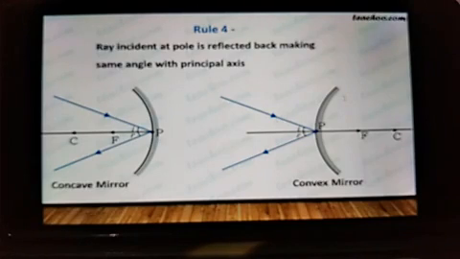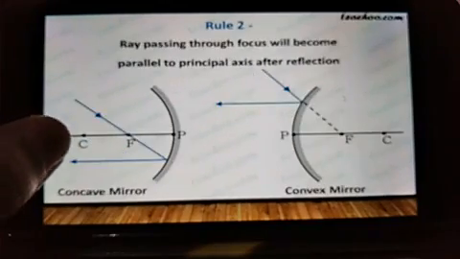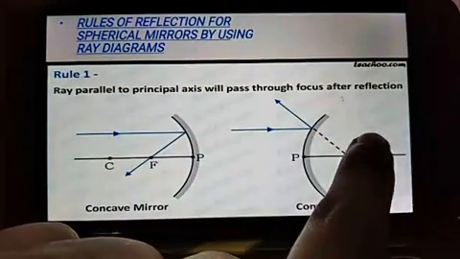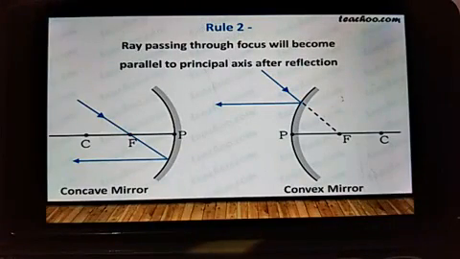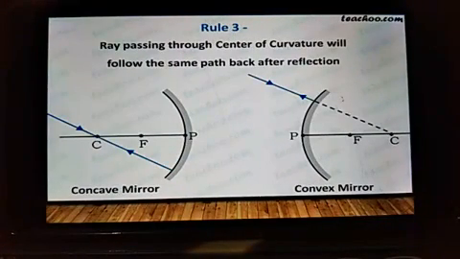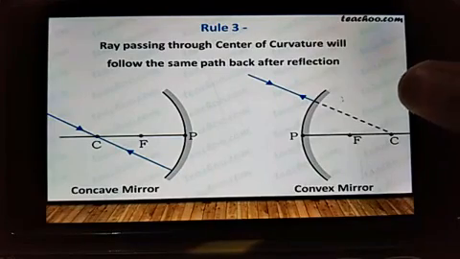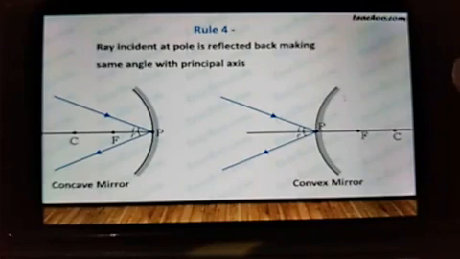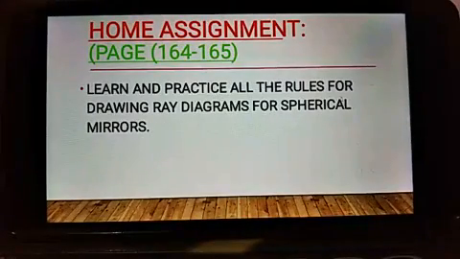In the upcoming ray diagrams which we will draw, you have to take any 2 rays of light. Either you can take the ray parallel to the principal axis, or the ray passing through the focus, or the ray passing through the center of curvature, or the ray which is making an angle with the principal axis. So any 2 rays of light you have to take in drawing the ray diagrams. Not all 4, but 2 rays of light you have to draw. So these were the 4 rules.